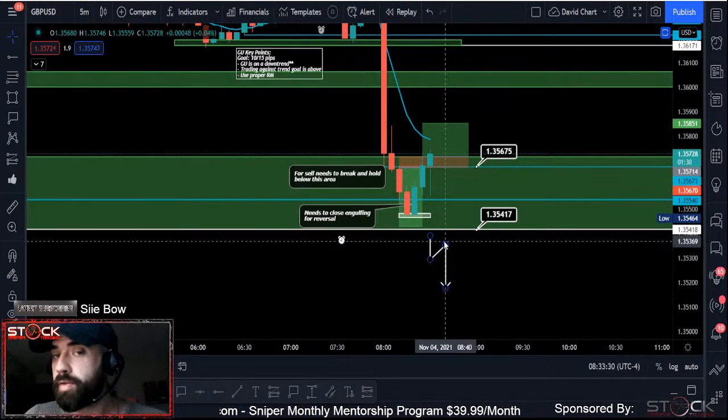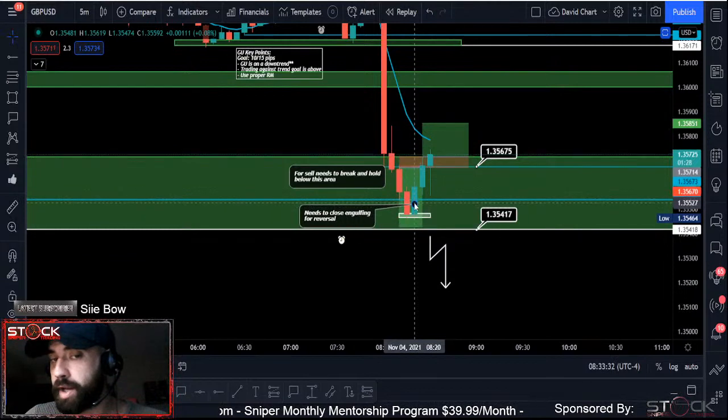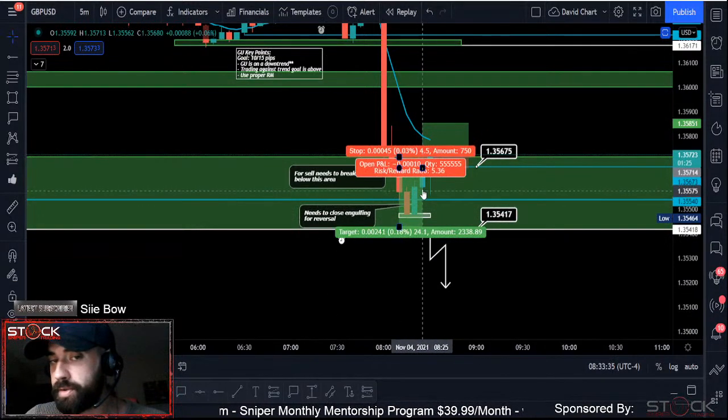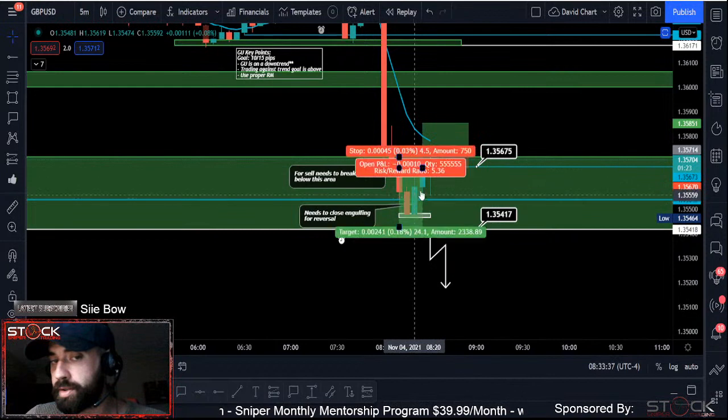So just remember, this is an engulfing candlestick. So if you got in on here, that's the reversal. Okay, that's the overall continuation.